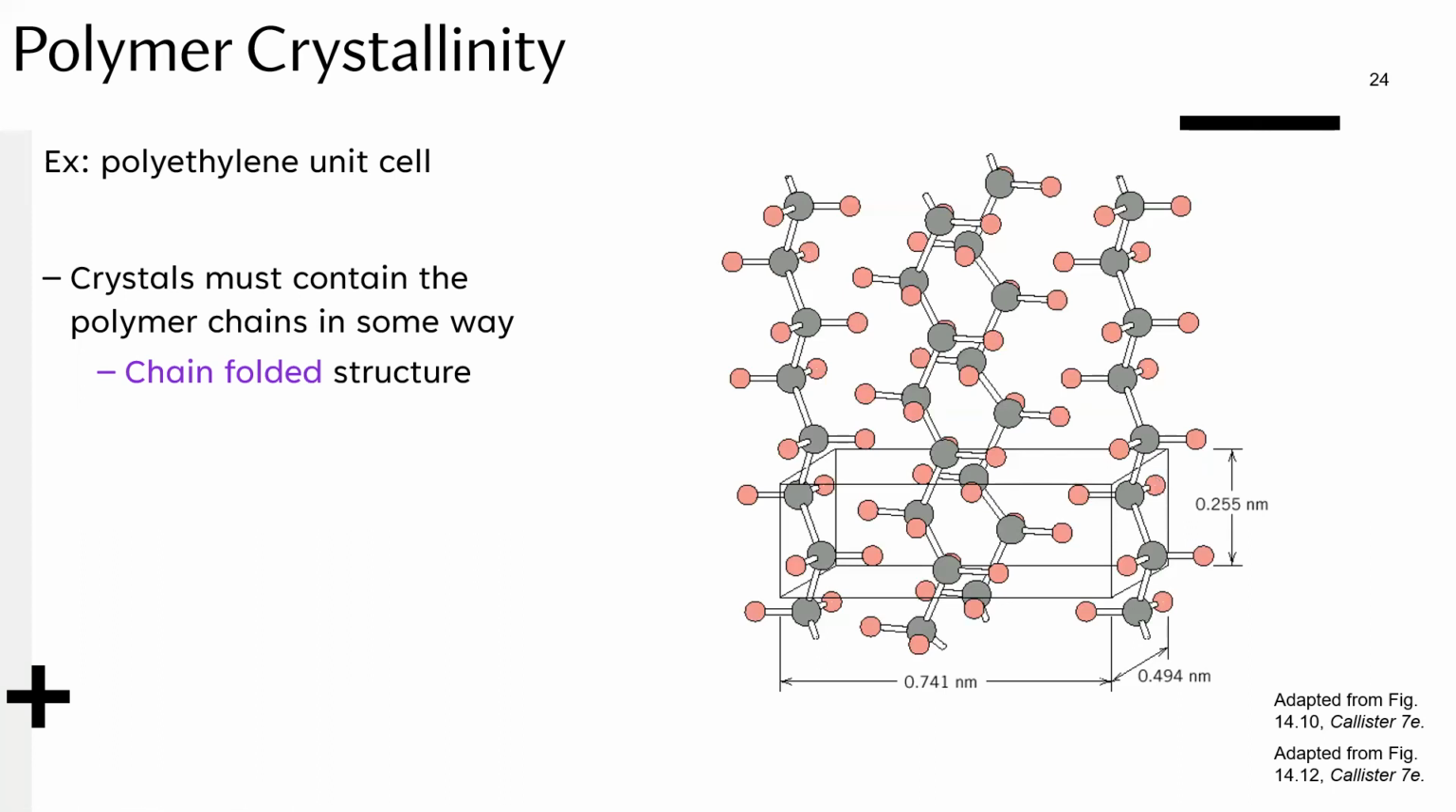Now, if, for instance, there was something in between, if there was a branch popping out of this, it would have completely eliminated this crystalline form. So it's very rare that you have a fully crystalline polymer.